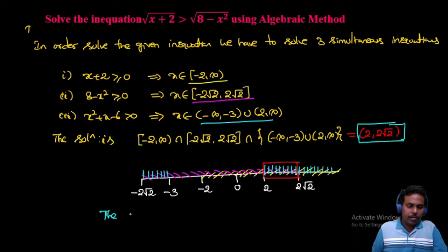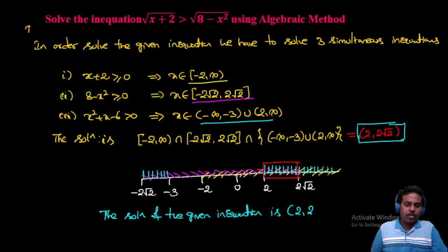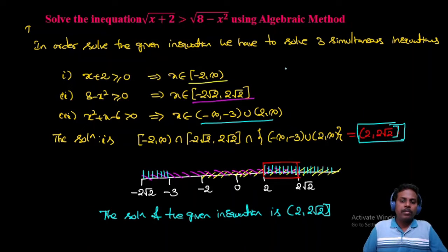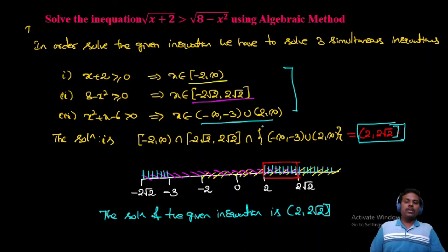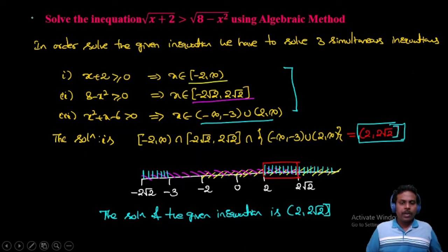So the solution of the given inequation is open 2 to 2 root 2, closed at 2 root 2. Why is it open at 2? Because here 2 is open. All the three inequations must hold simultaneously. These are the three simultaneous inequations we have to solve in this particular inequation. Hope you have understood the solution.